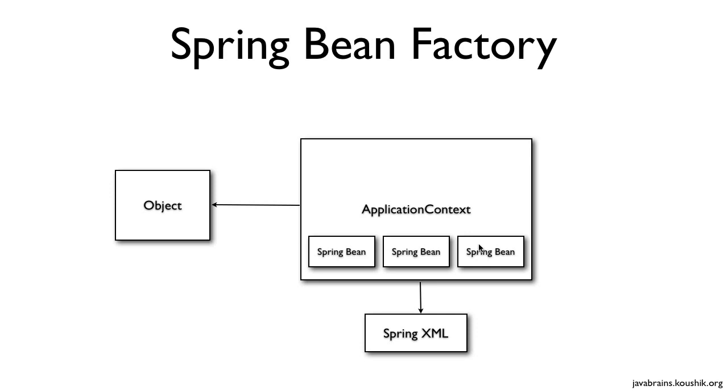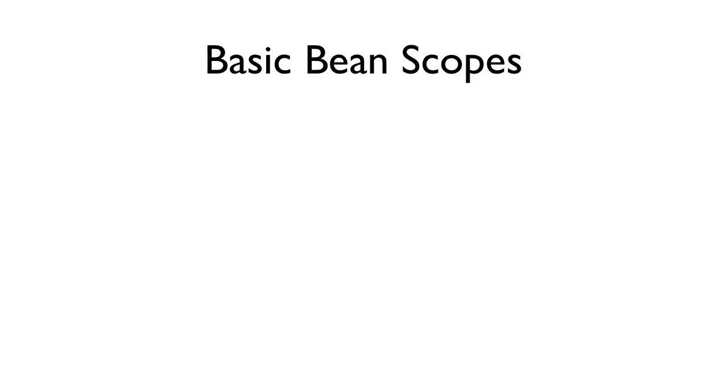Now, this leads to a couple of points which we have to understand before we see how we can configure it differently. This leads to the concept of scopes. Now, there are two basic bean scopes in Spring. The first bean scope is called singleton. Now, the singleton is kind of analogous to the singleton pattern that we have in Java, but it's not fully the same.